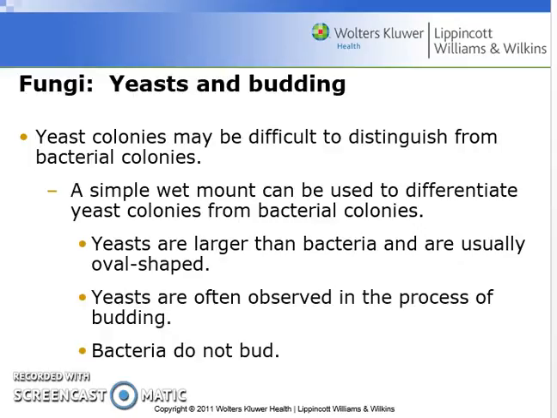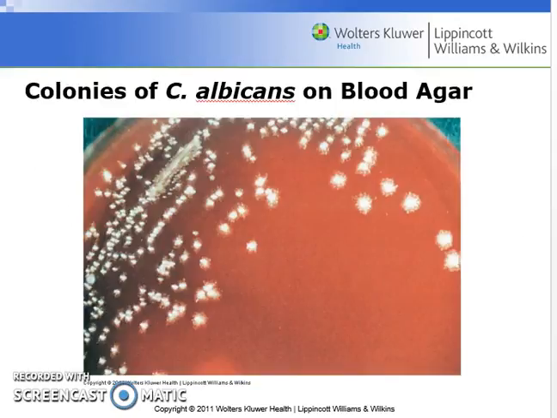And a lot of times when you look at yeast underneath the microscope, you can also see that asexual reproductive process of budding. And bacteria, we know, do not bud. Instead, they undergo a process called binary fission, where they essentially split apart, which is also asexual reproduction, but it's not going to be to the scale of what we would see if you were looking at yeast under the microscope.